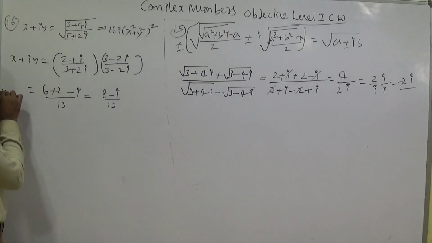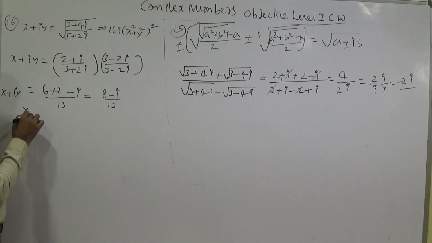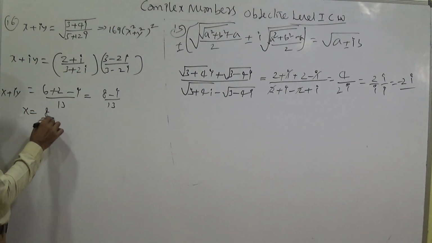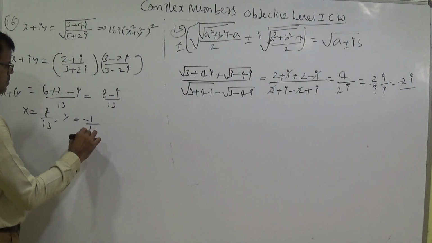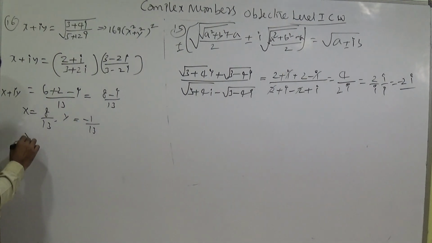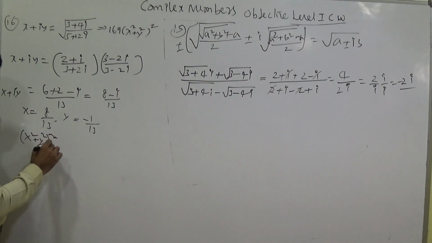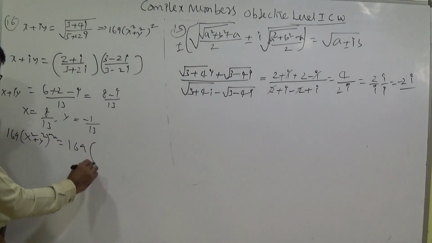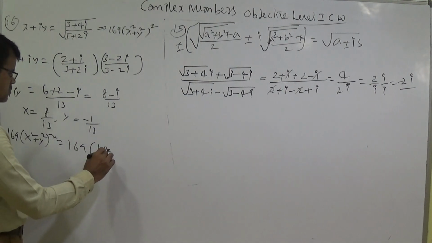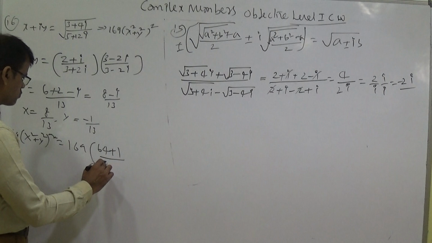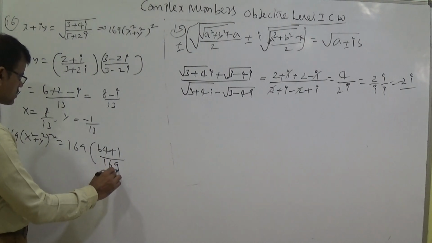Now, according to the x plus iy concept, real and imaginary parts you can write separately here. x is equal to 8 by 13 and y is equal to minus 1 by 13. Now, x square plus y square, total whole square, into 169. 169 into x square plus y square total whole square. x square plus y square understood as 64 plus 1 by, this is 169.